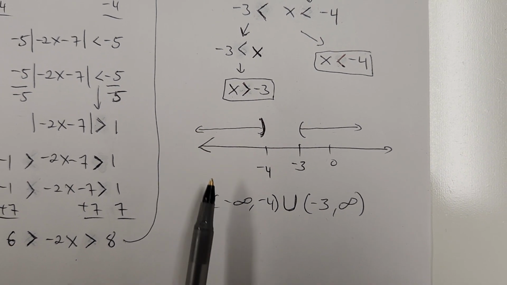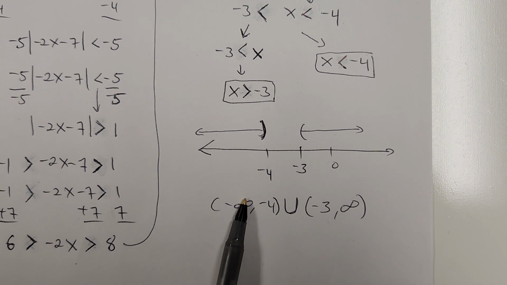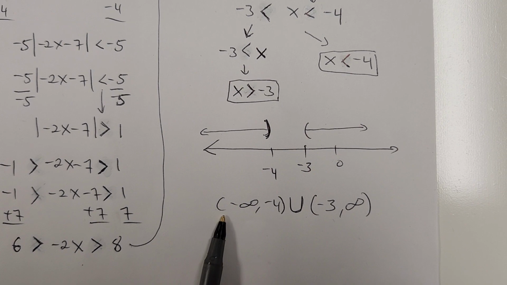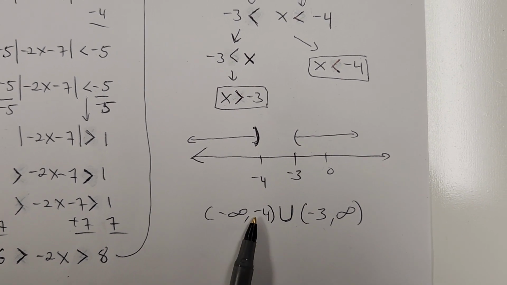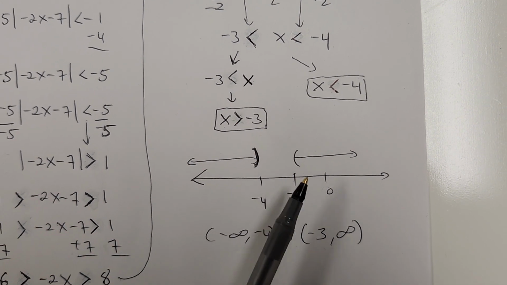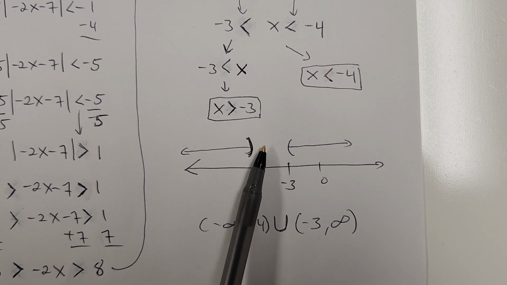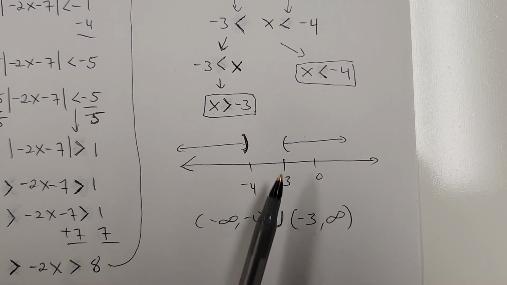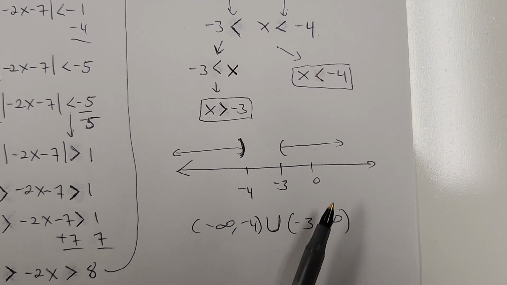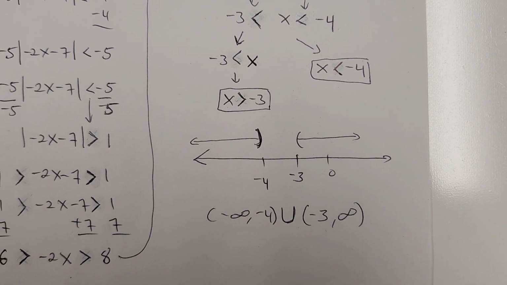So arrow is infinity, and since it's on the left side, it is negative infinity. Infinity is always a parenthesis, which is open, followed by a comma, negative 4, parenthesis. So negative 4, parenthesis, which is here. I have a gap, so the gap is for the letter U. Negative 3, parenthesis, comma, arrow, infinity, and since it's positive, we don't need to write the positive.